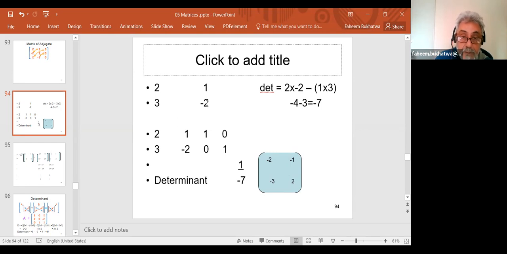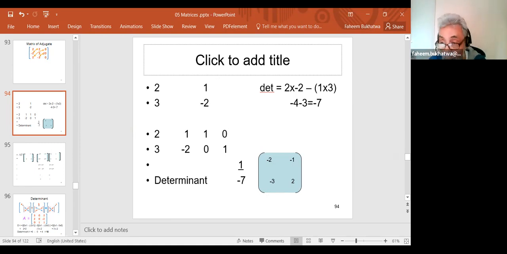What's the adjugate of a 2 by 2 matrix? You swap these two numbers. So the 2 goes down here and the minus 2 comes up there. And leave these values where they are, but change their signs. If it's minus, turn it to plus. If it's plus, turn it to minus. So here, both of them are plus, so they both turn. So this is called the adjugate of this matrix. If you multiply 1 over the determinant times the adjugate, you get the inverse of that matrix.